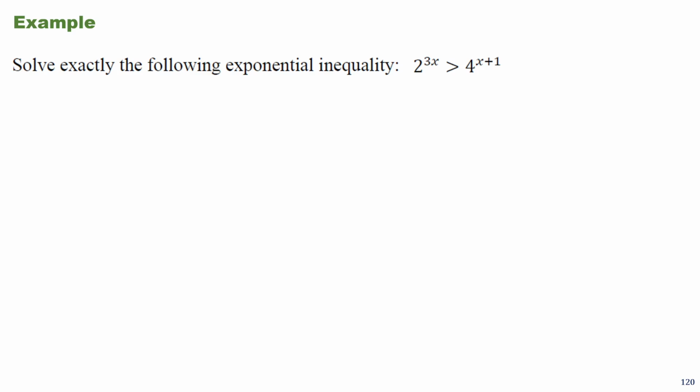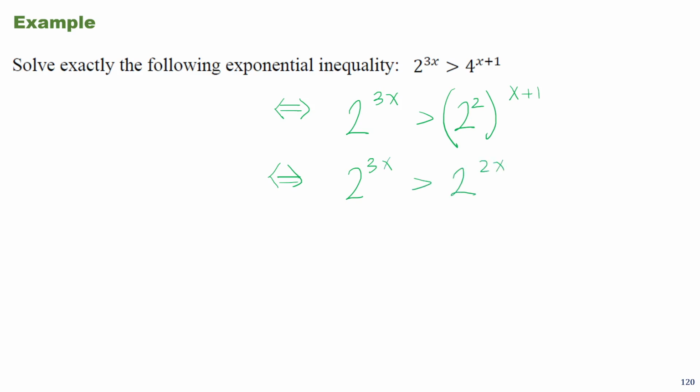Usually, if you see an exponential inequality, we can change the base to the same number, right? So the original expression is equivalent to 2 to the power of 3x is greater than 2 to the power of 2, then to the power of x plus 1, because 4 equals 2 to the power of 2, right? And this is equivalent to 2 to the power of 3x greater than 2 to the power of 2x plus 1, right? Then you can consider this function.